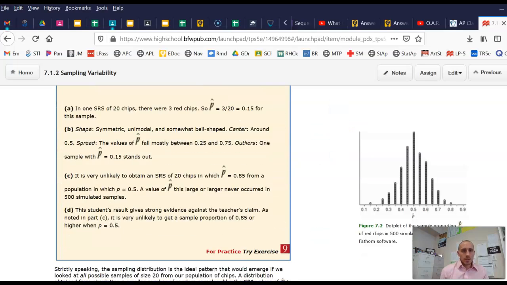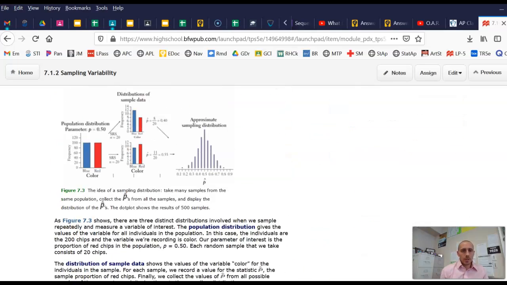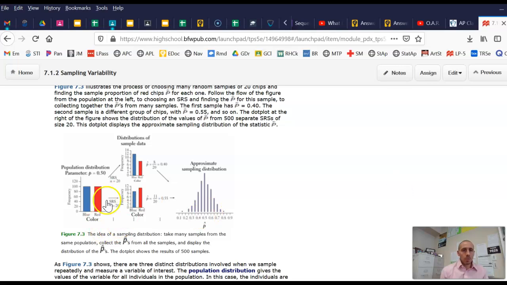All right, so let's take a look here. Okay, this idea is really important, and I'm going to try to highlight what this is trying to say. In this scenario, half the chips were blue, half the chips were red. This is the population distribution. Then we take a random sample of 20 chips.